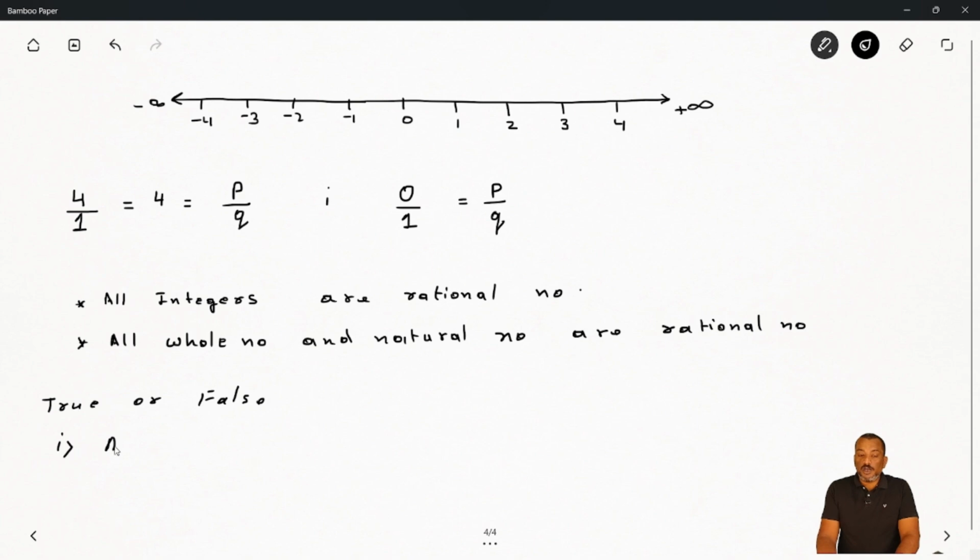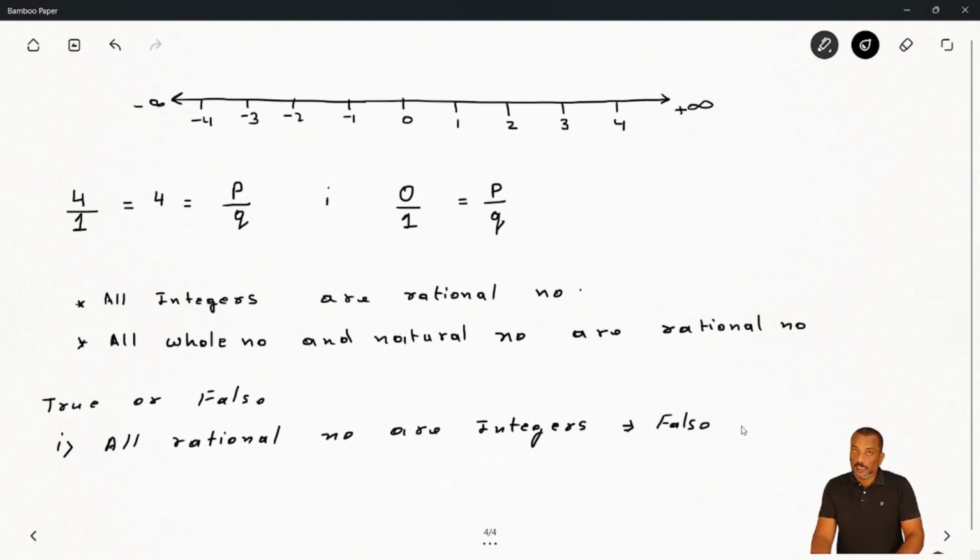Will all rational numbers be integers? All rational numbers are integers. So your answer will be what? False. Why is it false? Let me first explain. See, rational numbers are of two types, non-integer and integer. Non-integer means, I already told you, it is a fraction or decimal form also. But integers are all rational numbers. So you can see all integers are rational, but all rational numbers are not integers.